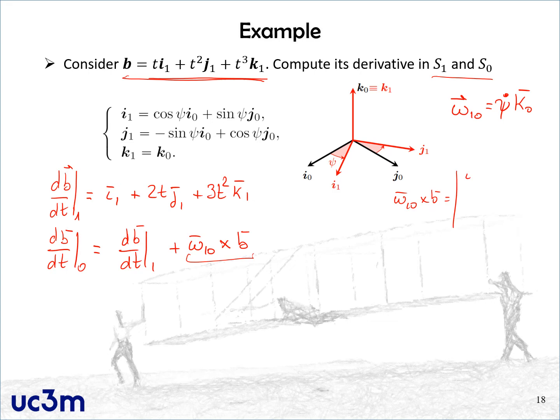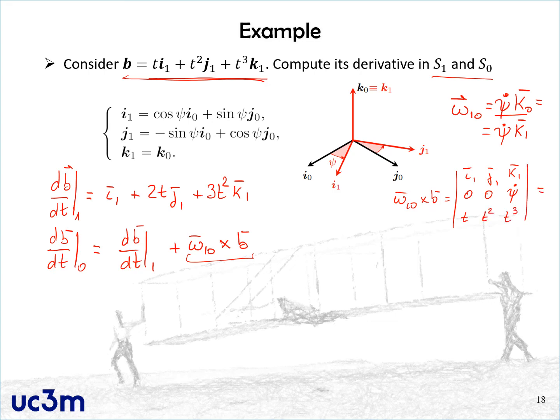So we write this in vector basis 1, okay, like this. So omega, I have written omega here in basis 0, but of course k1 is the same as k0, so we can write it in basis 1 like this. So for the purpose of this cross product, the components in 1 are just 0, 0, psi dot. And finally, the vector b is t, t squared and t cubed, like that.